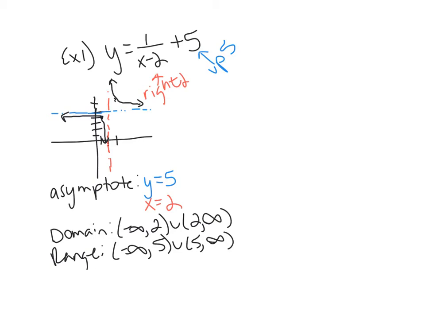So let's try another one. So what if I have this time y equals negative 2 divided by x minus 3?